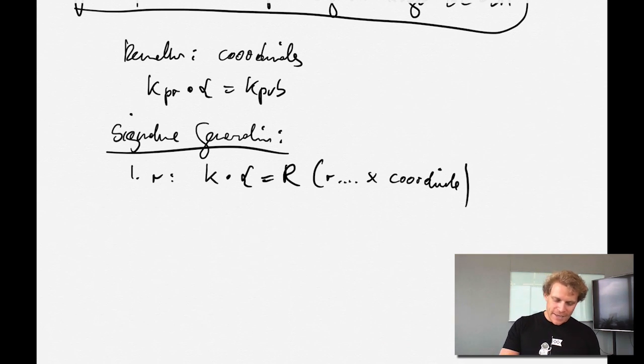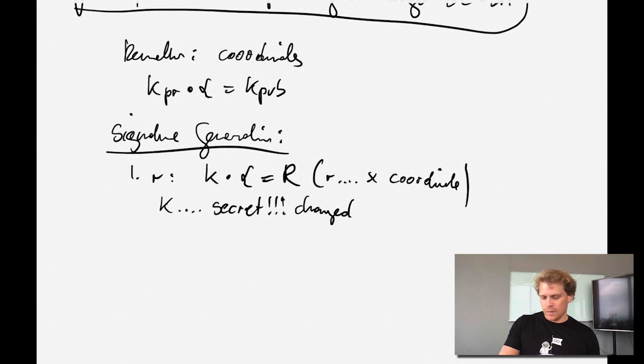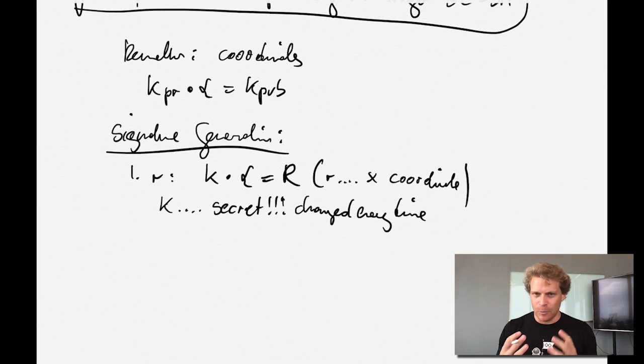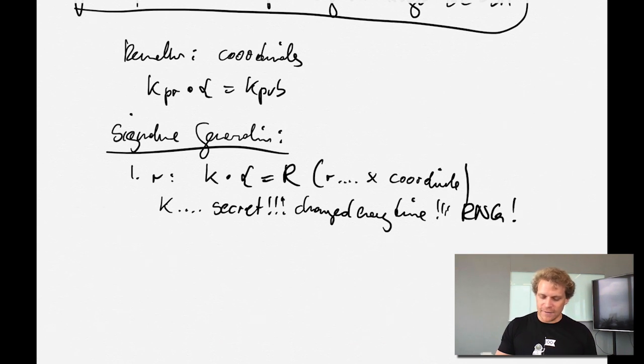Important: k is secret, and needs to get changed every time. Otherwise, I have the same problem as before. Remember, the curve is nothing else than a cyclic group. And in the cyclic group, otherwise, I could subtract the signatures from each other if k doesn't change, and I could calculate someone's private key. We're going to be discussing this also at the end. This is very, very important. It is secret, changed every time, and I need to use a random number generator to get k, a large number, 256 bits. Very, very important.